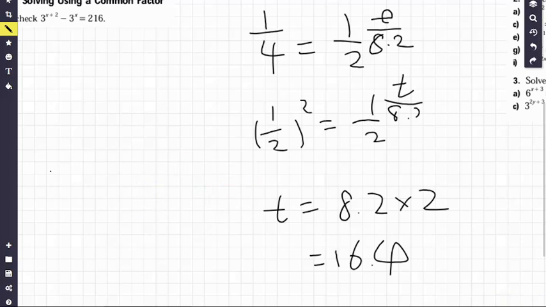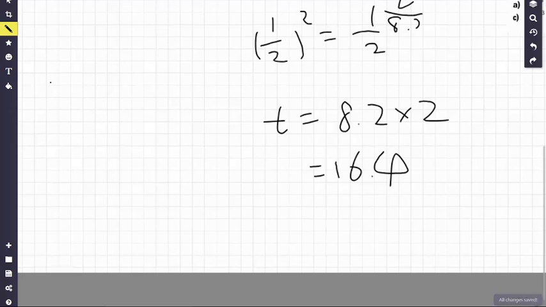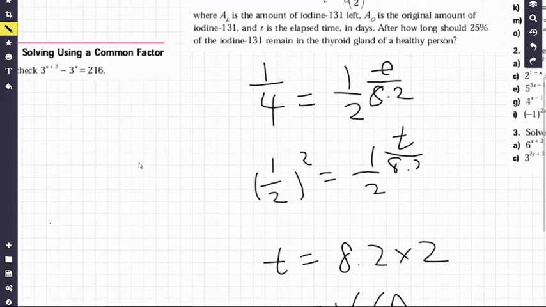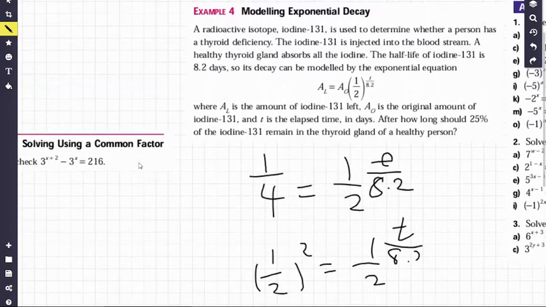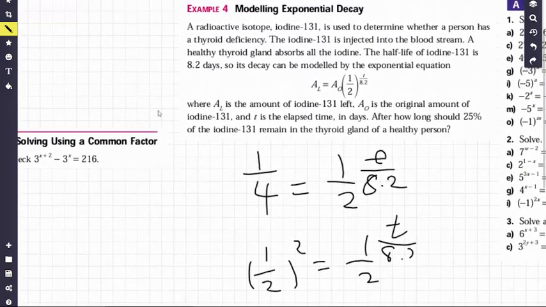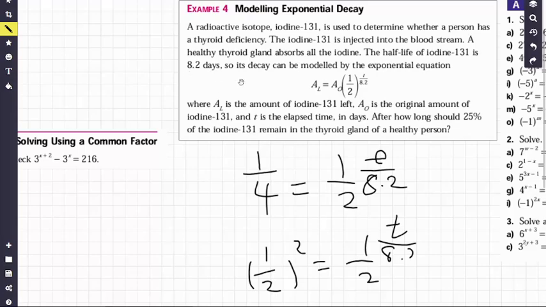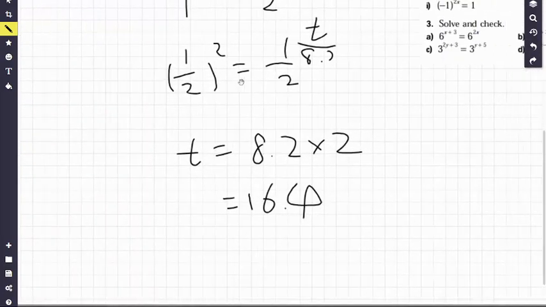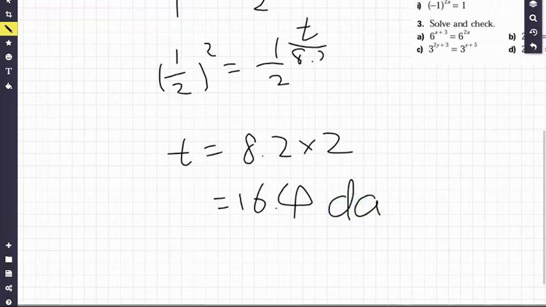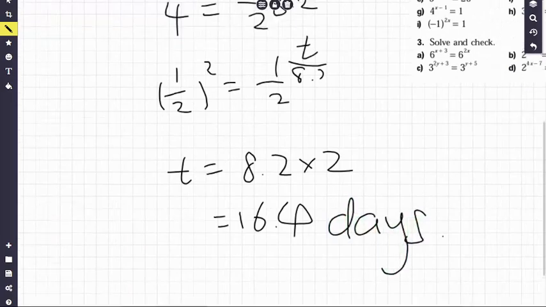This is more complicated, but most people like dealing with regular numbers simply because they're more used to it. However, it doesn't really matter. So remember, you are always going to write your units. So 25%. Okay, so when you only want 25% left, your answer is 16.4 days.